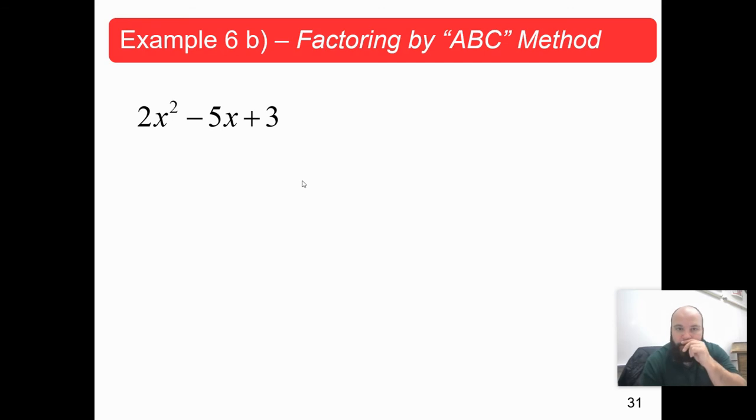Okay, so here's another one I want to try. This is example B. So once again, you can see that we have a lead coefficient on the x squared term that is not 1. And when it's not 1, you must do this ABC method. And the ABC method starts by multiplying the first term and then the last term together. So that's 2 times 3. So that's going to give us 6.